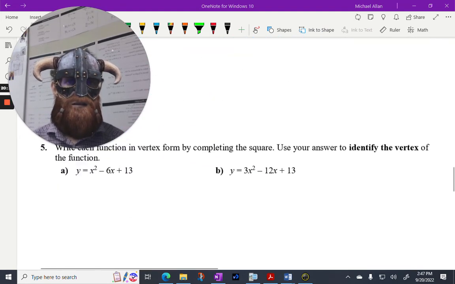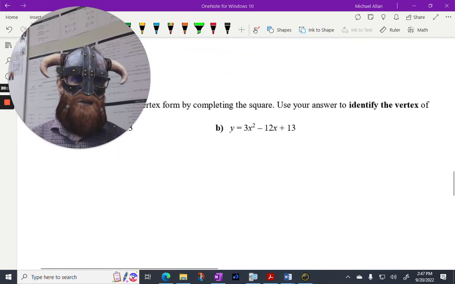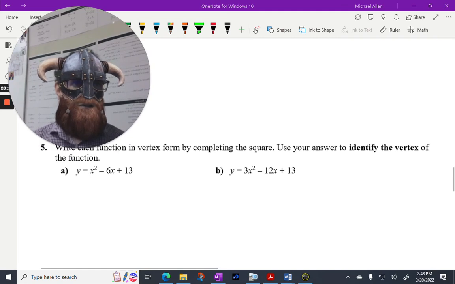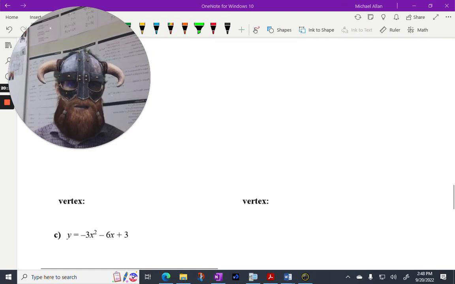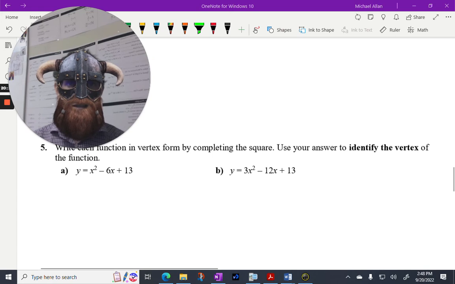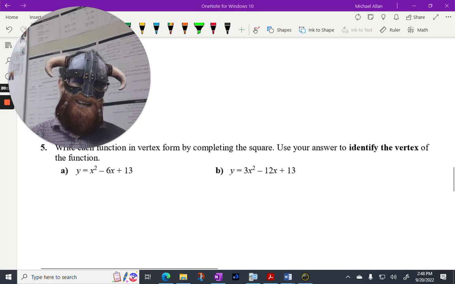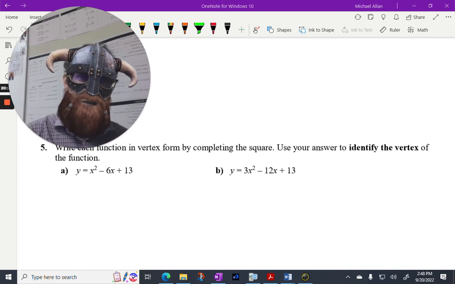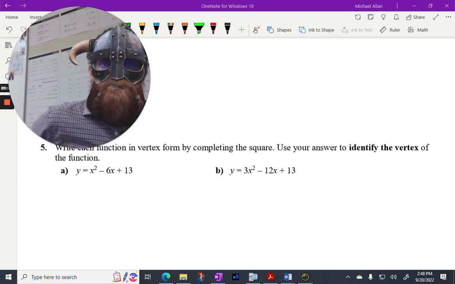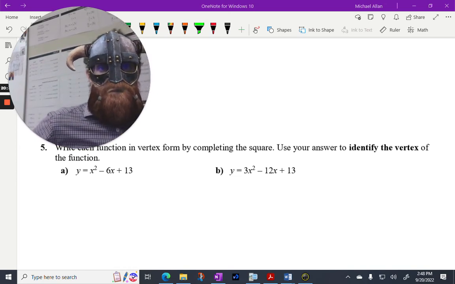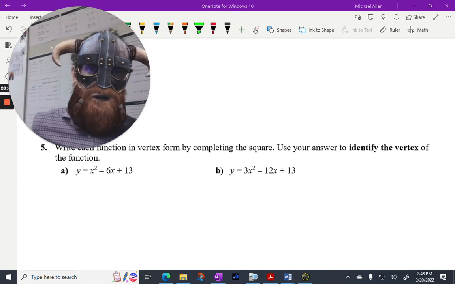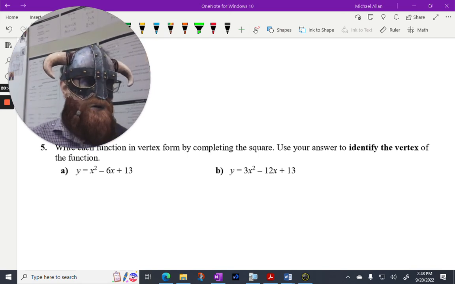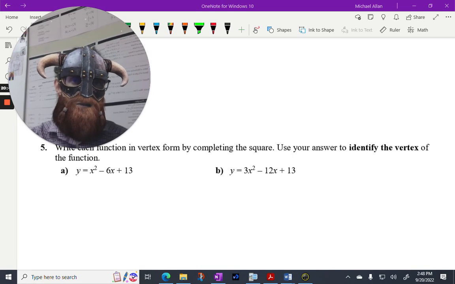Okay. The next question's here. It says, complete the square and identify the vertex. So if I look at this, I don't know where the vertex is. I kind of know it's opening upwards. I know the y-intercept is 13, but I don't know anything else about this graph. I don't know where it crosses the x-axis. I don't know where the vertex is. The key one is where's the vertex.